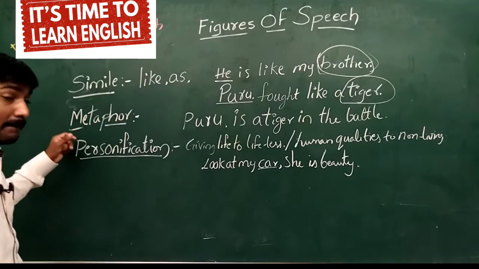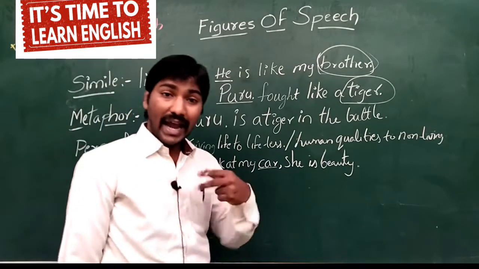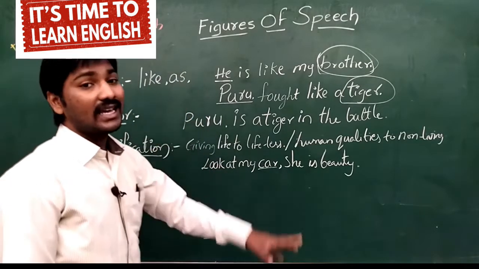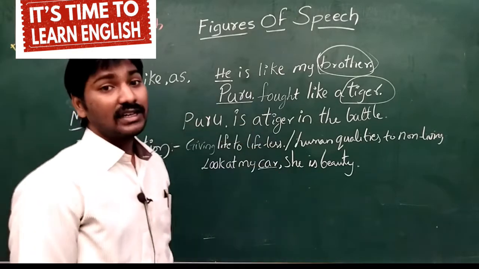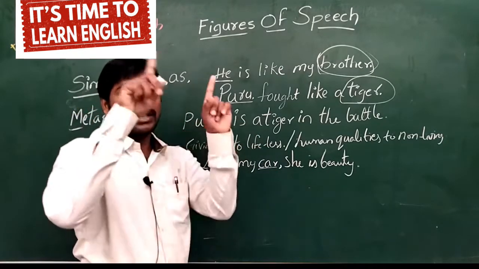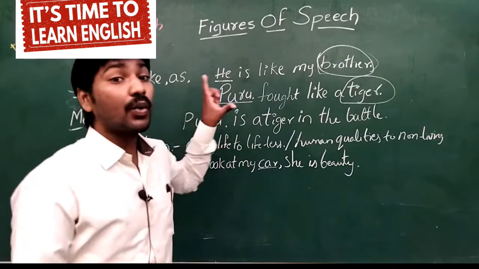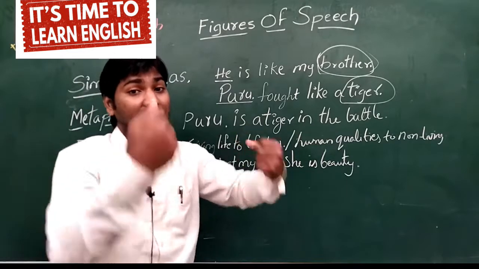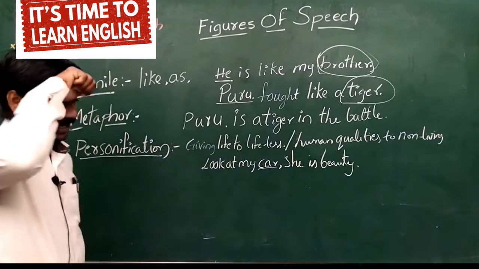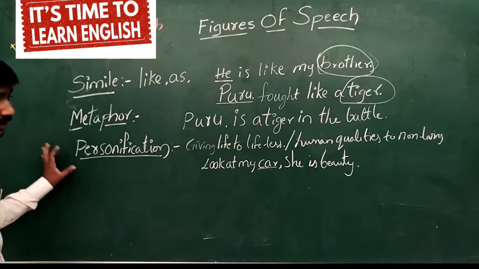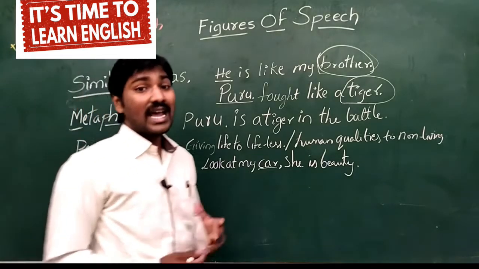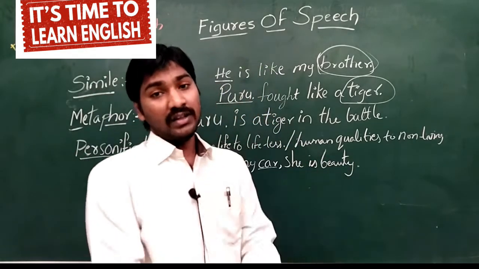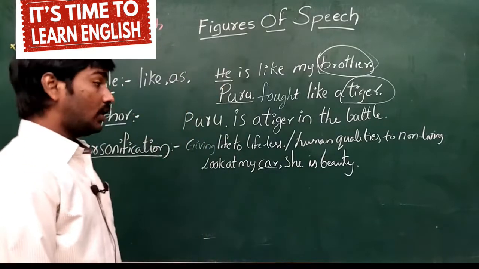And a metaphor. Comparing two unlike things or ideas. Here, Puru is a tiger in the battle. Puru is a human, tiger is an animal. We compare both as one. Here we compare the qualities. We said that Puru is a tiger in the battle, means he will fight like a tiger in the battle. So that is a metaphor. So third one is personification. What is personification? Means giving life to lifeless things, or simply human qualities to non-living things.